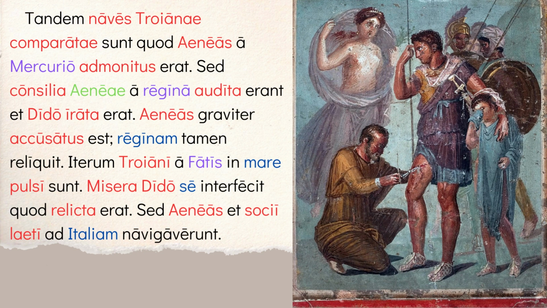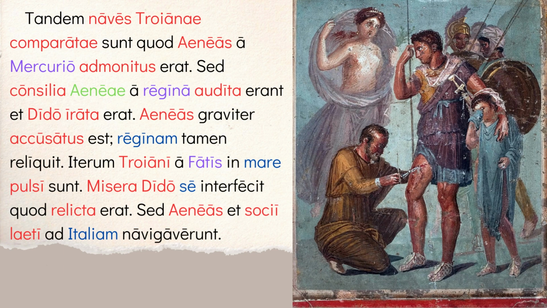Then you have iterum Troiani a fatis in mare pulsi sunt. So again, the Trojans, there's your subject, pulsi sunt, they were driven, perfect tense, passive voice, driven by the fates, a fatis, there's your ablative of agent, they were driven by the fates into the sea, in mare. So they have to set sail again into the Mediterranean Sea.